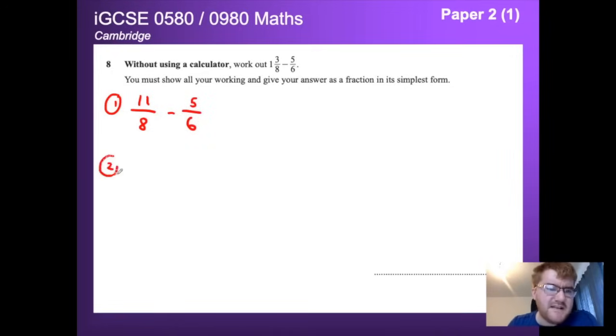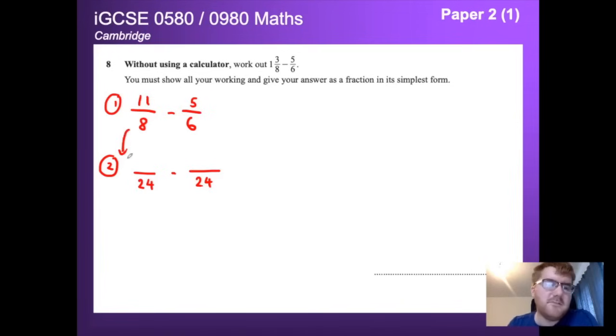Step 2, we need to find a common denominator. Now we could times them together and do 8 times 6 is 48, but there is a lower common multiple, which is 24 instead. Notice 8 times 3 is 24, 6 times 4 is 24. So 24 also works, and we'll keep the arithmetic a little bit easier. So we want to change each of these fractions into out of 24.